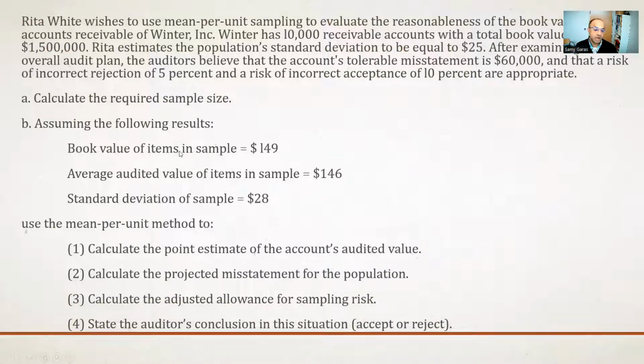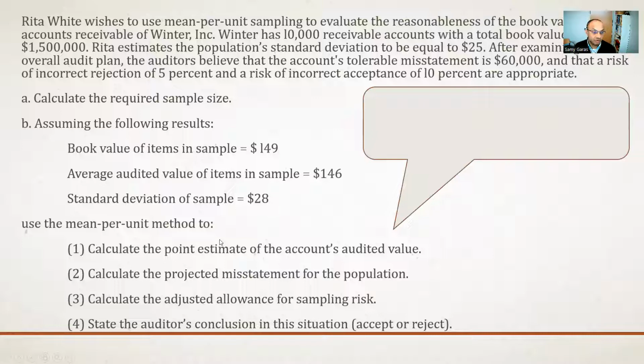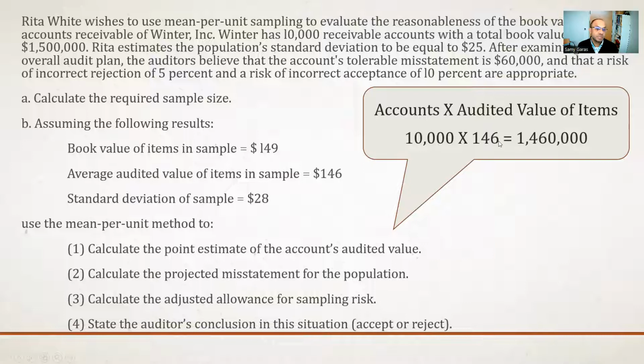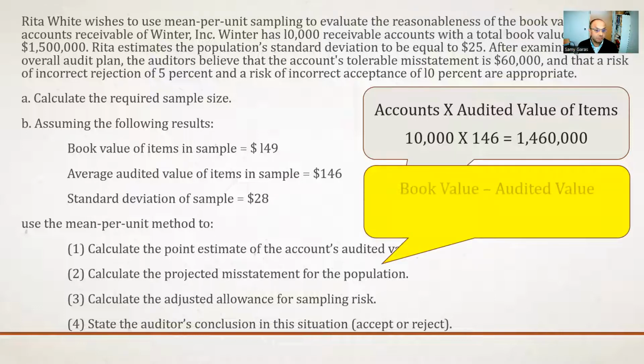The next point is, assume the following result. What about if the book item is 149 and the audited value of the item is 146, the standard deviation 28. We made the calculation here, and now we get the sample size, and we need to get the point estimate of the account audited value. We get the number of the accounts from the sample, which is 146, times the accounts 10,000, we get 1,460,000.